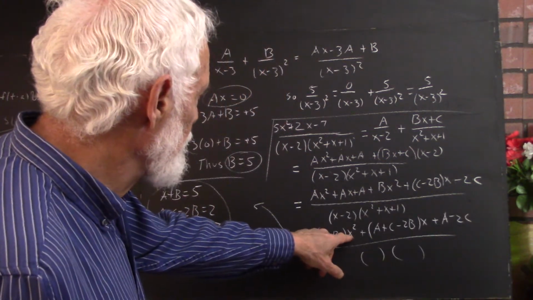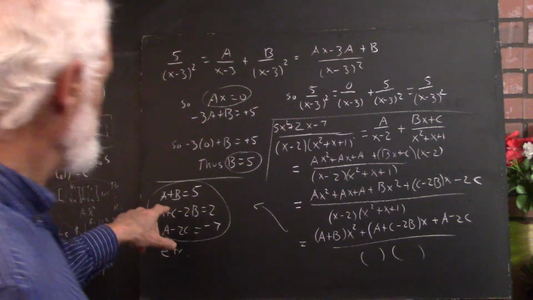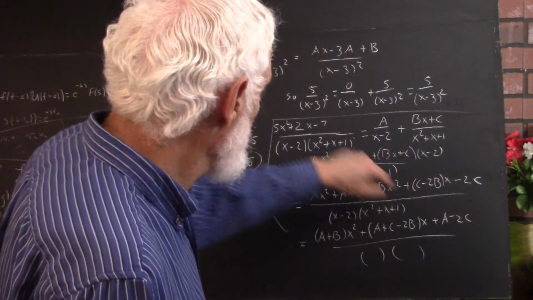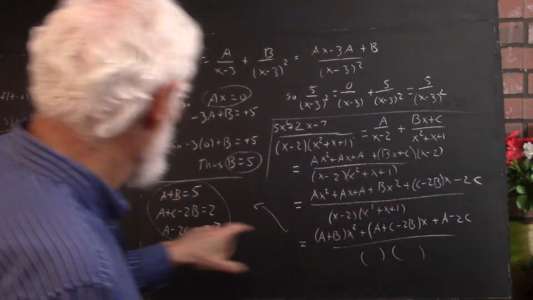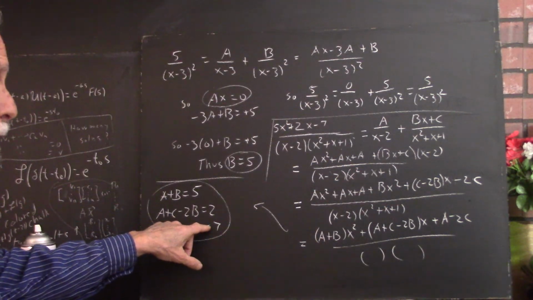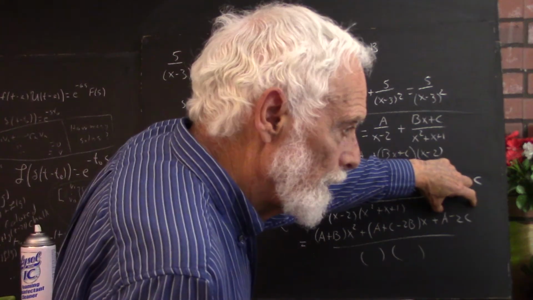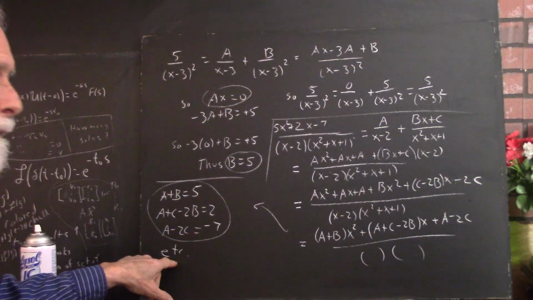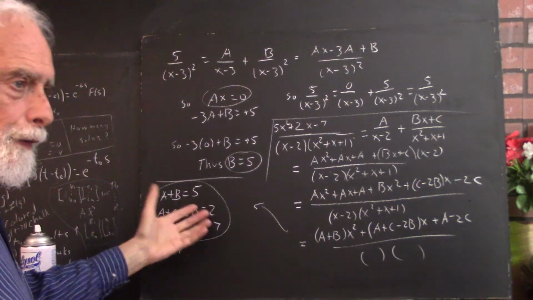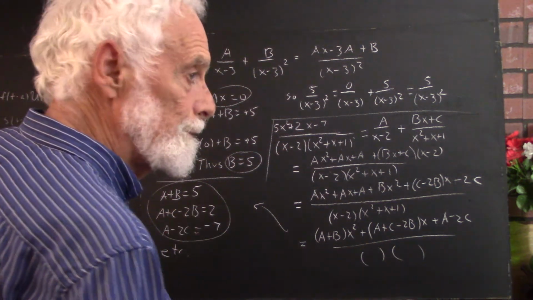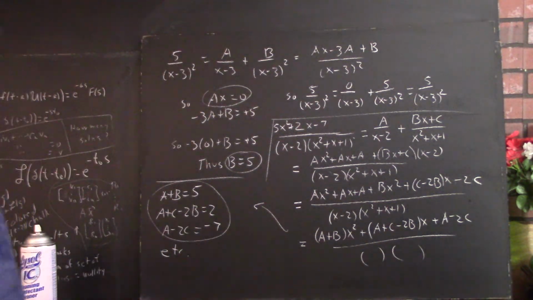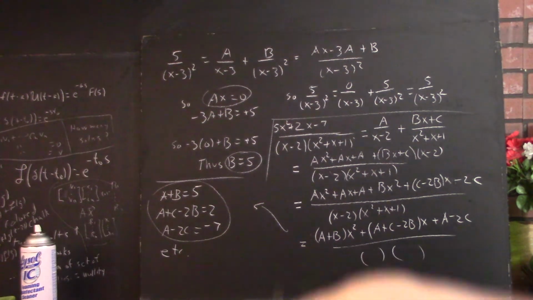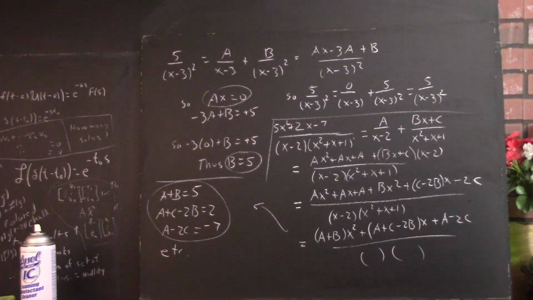So the coefficient of x squared has to match here, so a plus b has to be 5. The coefficient of x has to be 2, so a plus c minus 2b has to equal 2. And the constant term a minus 2c has to equal your minus 7. And then we just solve for a, b, and c. And hopefully that answers your question about how many factors of the denominator and so forth.